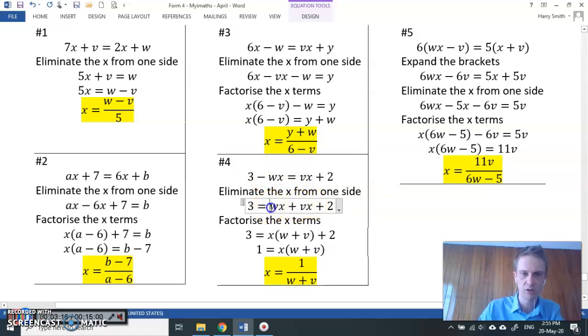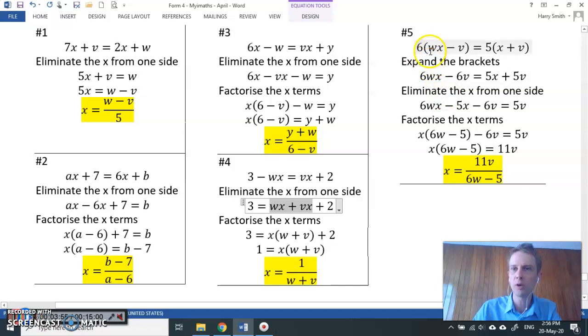Factorize the x terms, so just those are the x terms there. Factorize them. The reason we do that is we go from having 2 x's just to 1x. Okay, and we need just 1x because we need what x is equal to. So our final answer, x equals, this right hand side cannot involve x. Okay, fine. Factorizing there, move your 2 over, and then divide by your w plus v there. Any questions on any particular examples, just let me know and I'll explain in a little bit more detail.